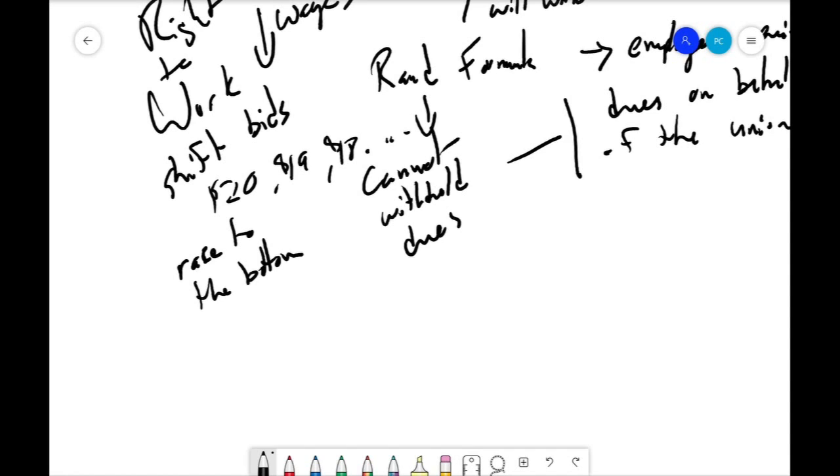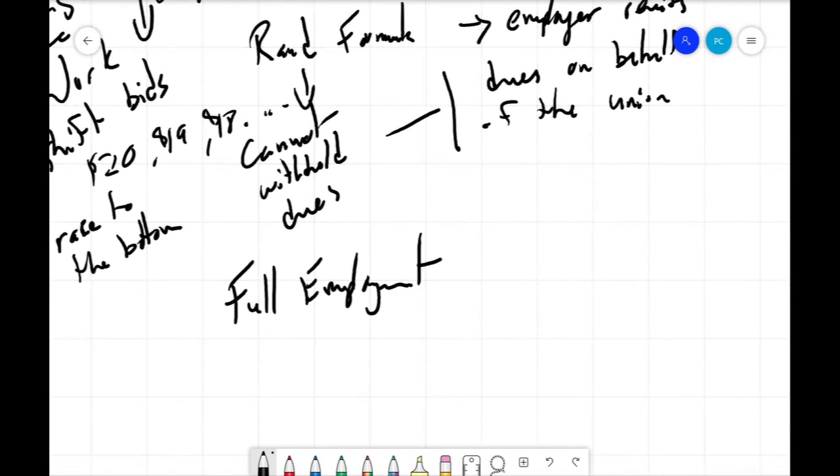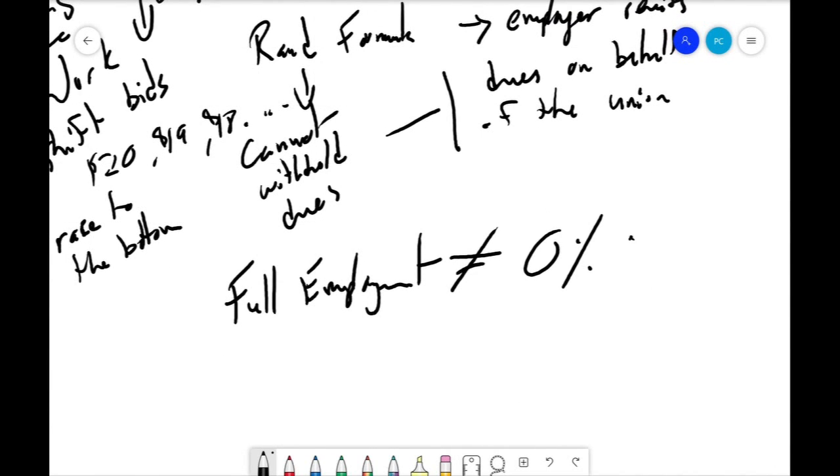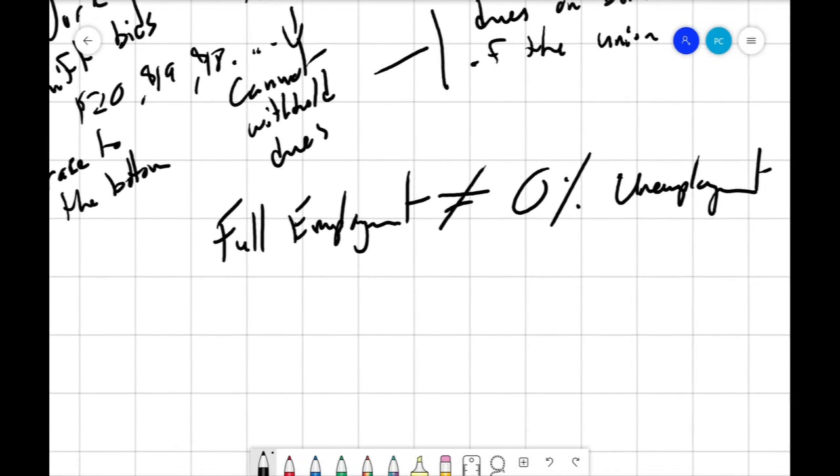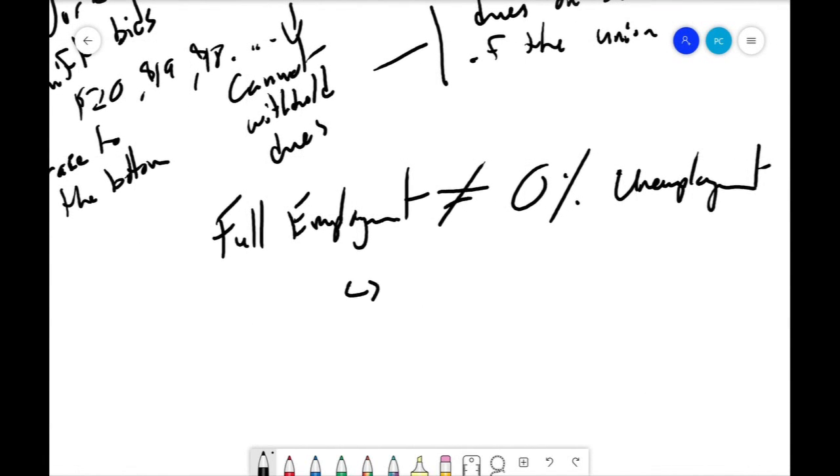The last thing I was going to talk about is the idea of full employment, which, again, is in the notes. Full employment does not equal 0% unemployment. That's not possible because of the way that things work in the real world. So people move, change jobs, right?